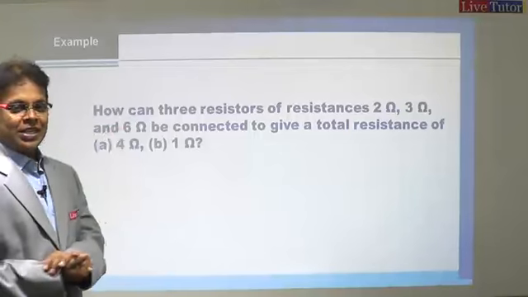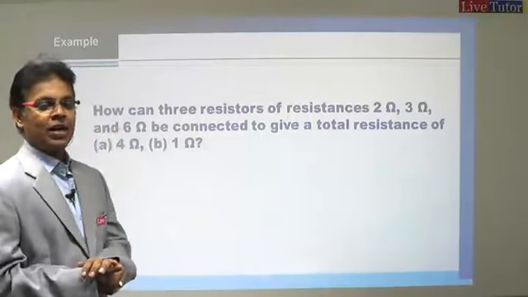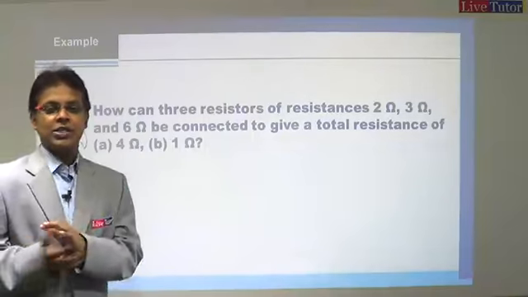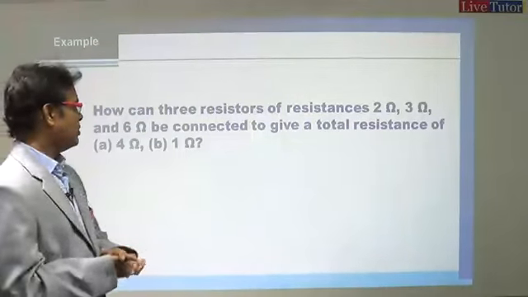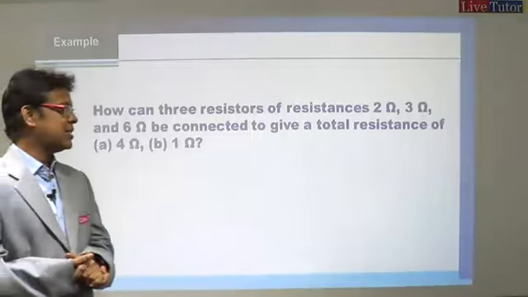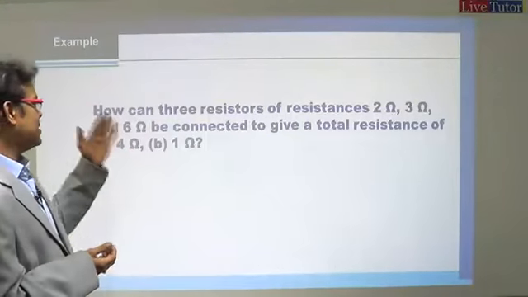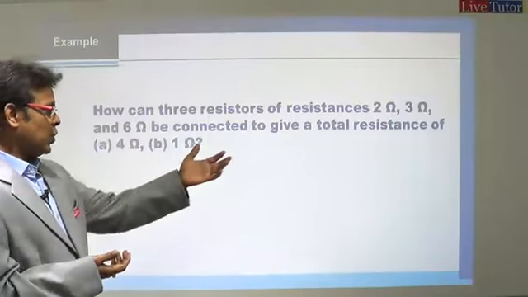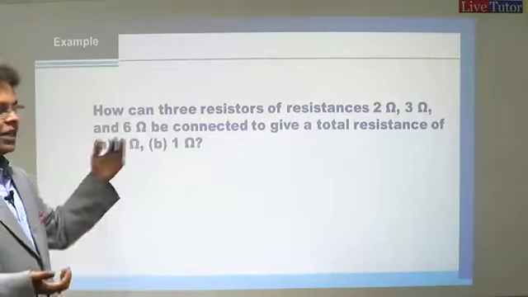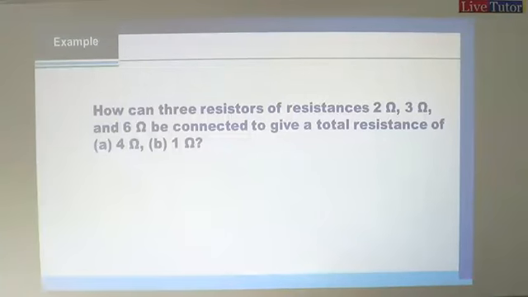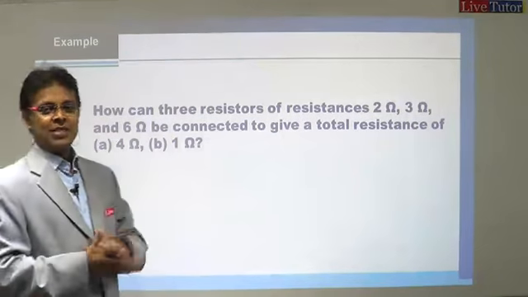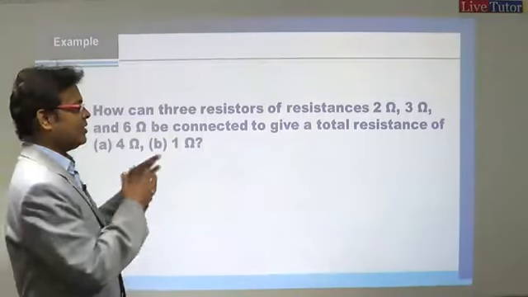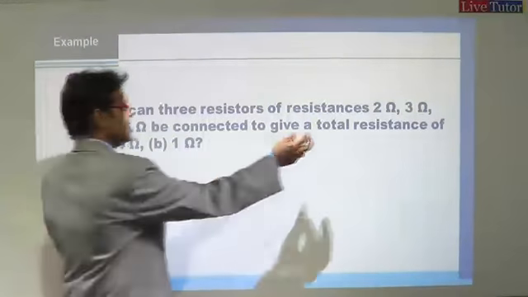Now, let us go to the next part. So far we have seen the advantages and disadvantages of series connection and parallel connection, isn't it? Now the next problem: how can three resistors of resistances 2 ohms, 3 ohms and 6 ohms be connected to give a total resistance of 4 ohms and 1 ohm? In this problem, you can see how we can connect these three resistors, whether in parallel or series, right?